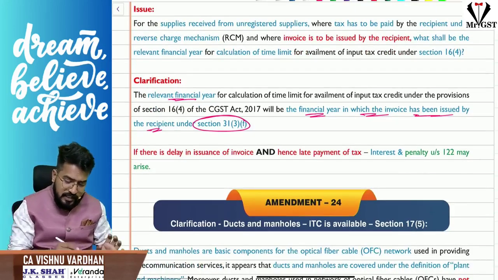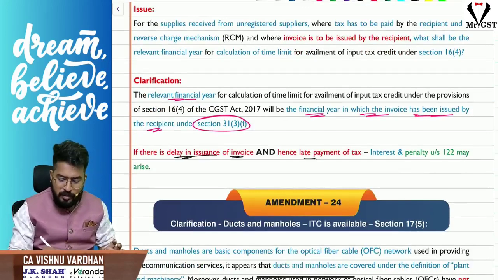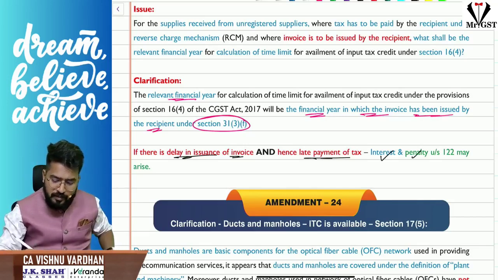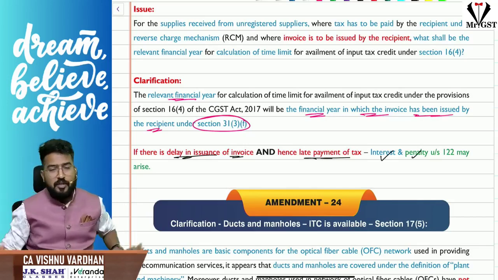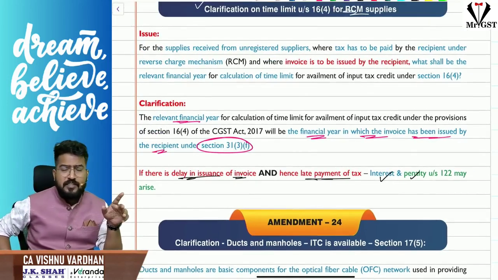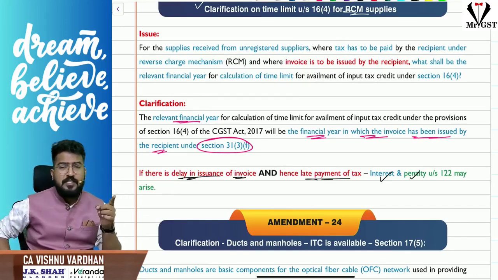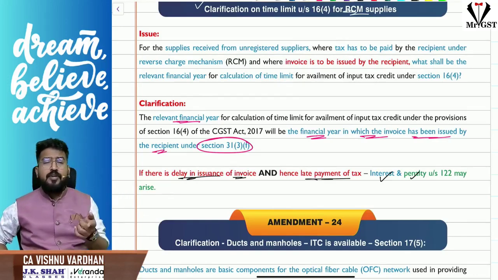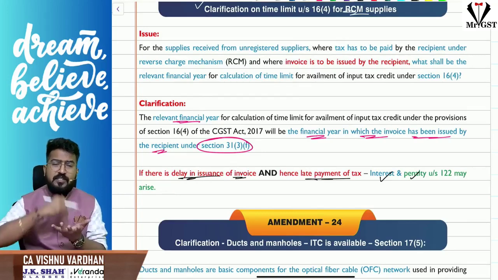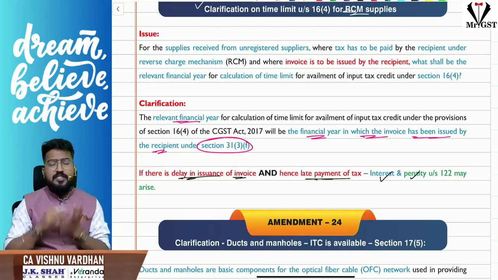But sir, if there is any delay in issuance of such invoice because of late payment of tax, then automatically interest and penalty will come into the picture under section 122. Okay, so simple. The recipient has to raise the tax invoice and pay GST under RCM. Then he should raise the tax invoice within the section 31 time limit, and the time limit to take ITC is the succeeding financial year's 30th November, or the actual date of filing the annual return of the relevant financial year, whichever is earlier.